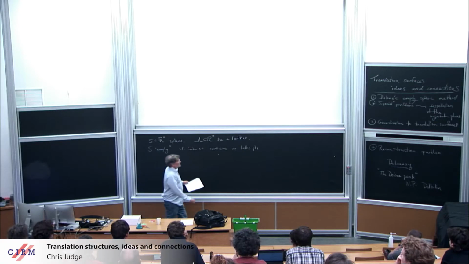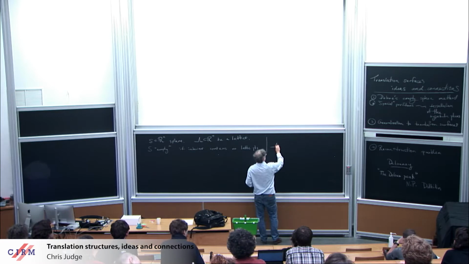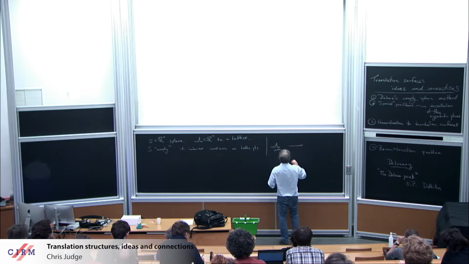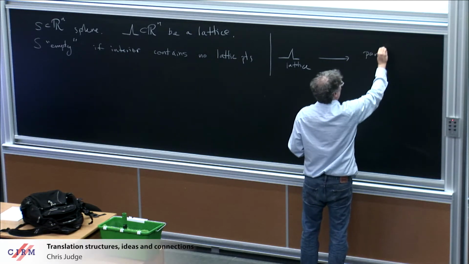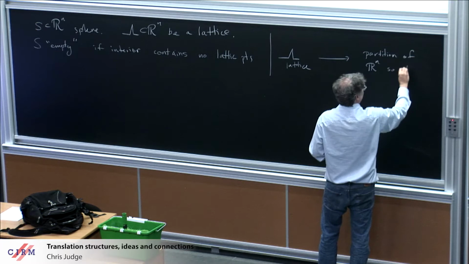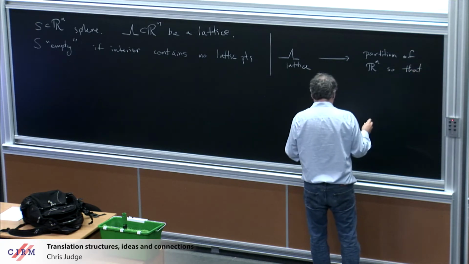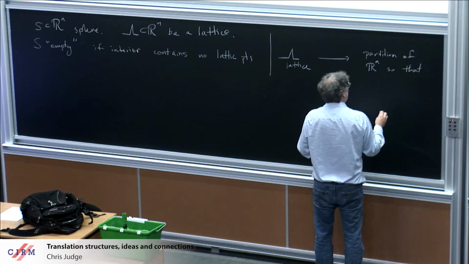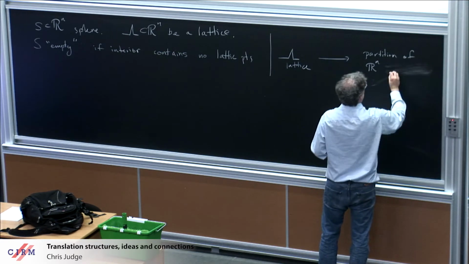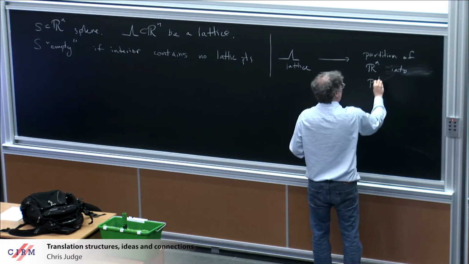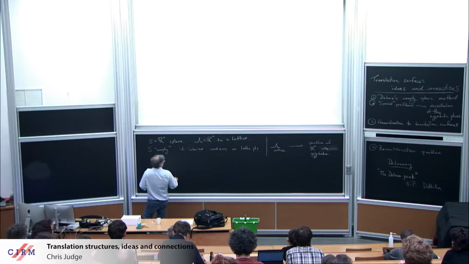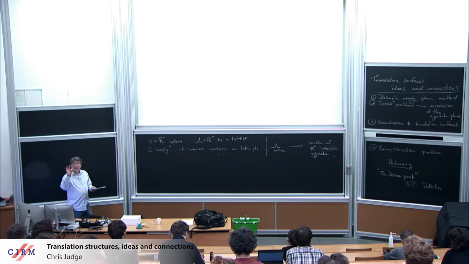In fact, where we're going is, given a lattice lambda, what does the empty sphere method tell us? It gives us a partition of R^n, each piece a tetrahedron or polyhedron. Okay, but these are nice polyhedra, of course. These are going to be Delaunay polyhedra. So S is empty if it contains no lattice points for the given lattice.